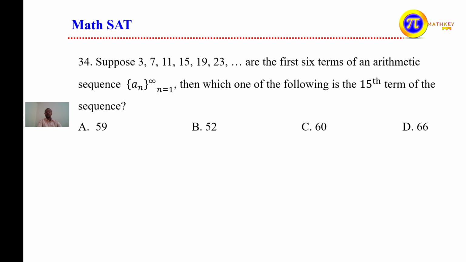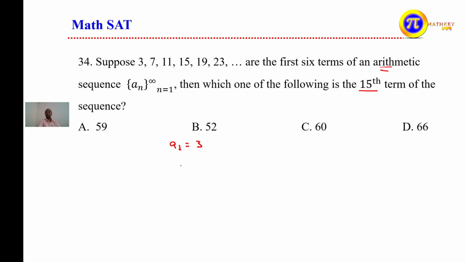Now let us consider the next one. Suppose 3, 7, 11, 15 and so on are the first six terms of an arithmetic sequence. What is the 15th term of this sequence? Here we have 3 as the first term, so a1 is equal to 3. What is their common difference? 7 minus 3 is 4.